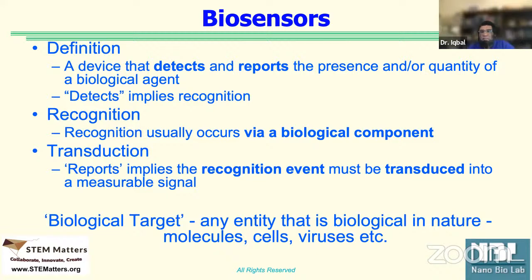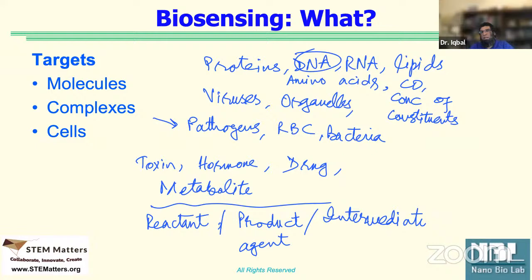So okay, we are about to end. So what are we interested in detecting? It can be molecules, proteins, DNA, RNA, lipids, amino acids, a whole bunch of things. It may be complexes, right? Which would be pathogens, red blood cells, white blood cells, bacteria, organelles. It may be toxins, hormones, drugs, metabolites, a whole range of things that are of our interest.